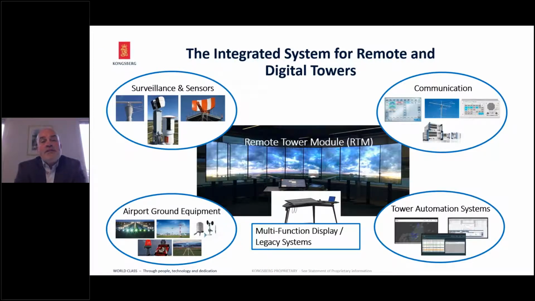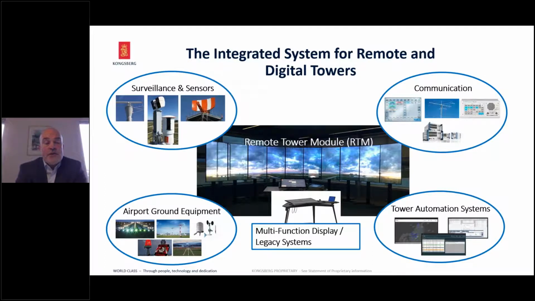So that's why we can say the ecosystem for the integrated system for remote and digital towers consists of many different elements. And this is just one perspective, where the remote tower module will be the center, where you have the control of work positions. It could be 1, it could be 2, it could be 3. It's different depending on the size of the airport and the operation, of course.